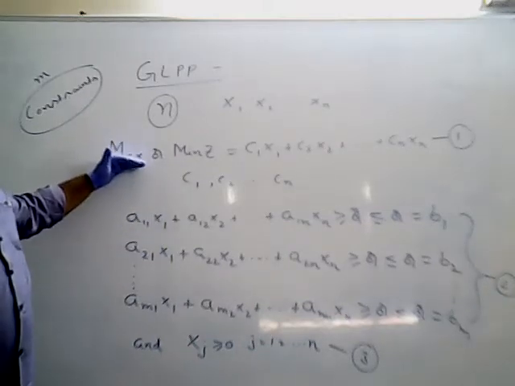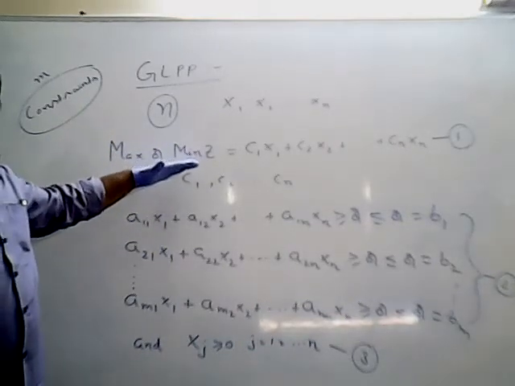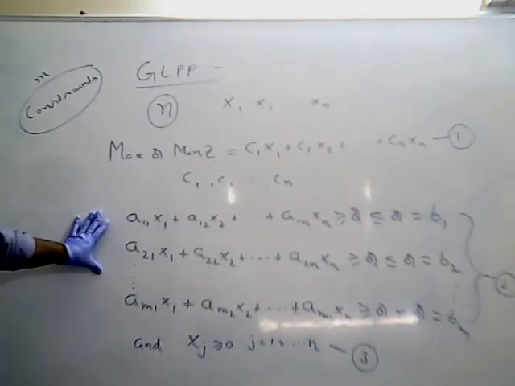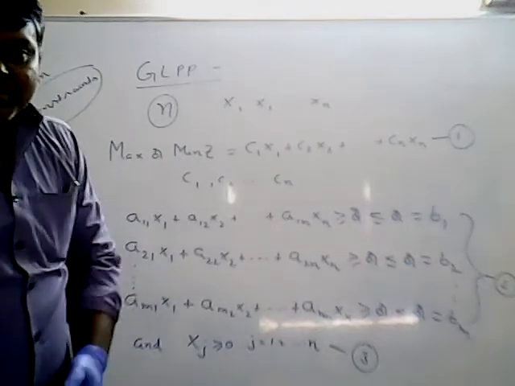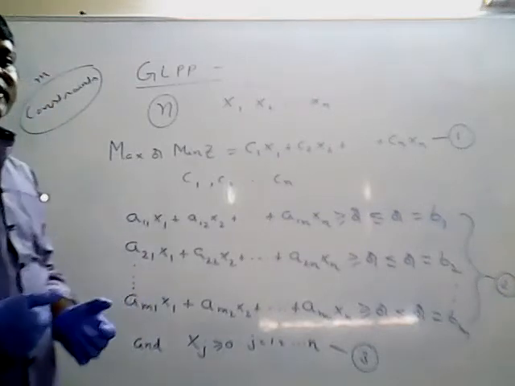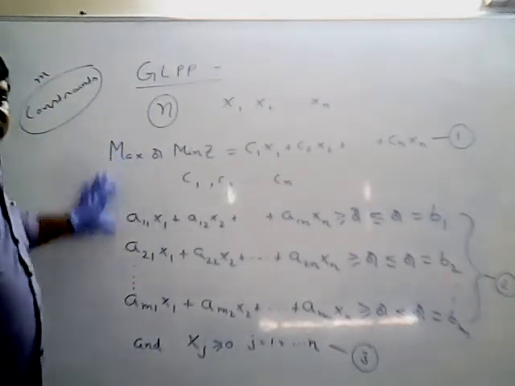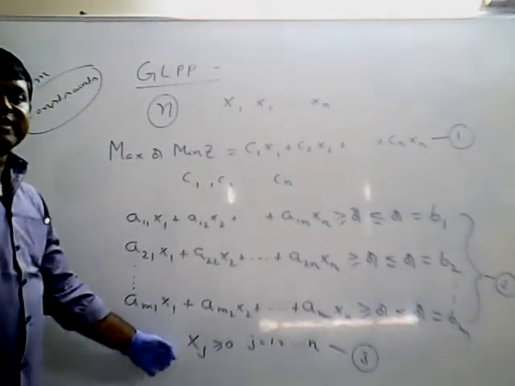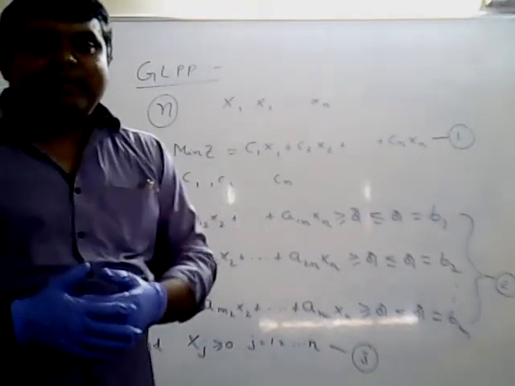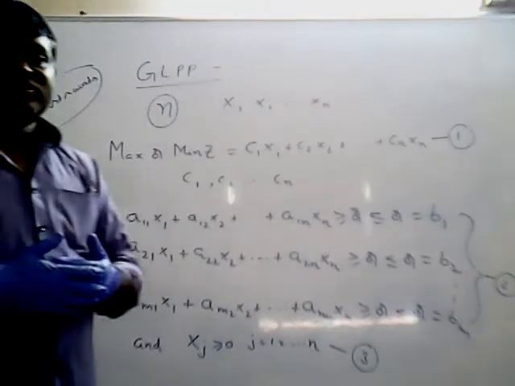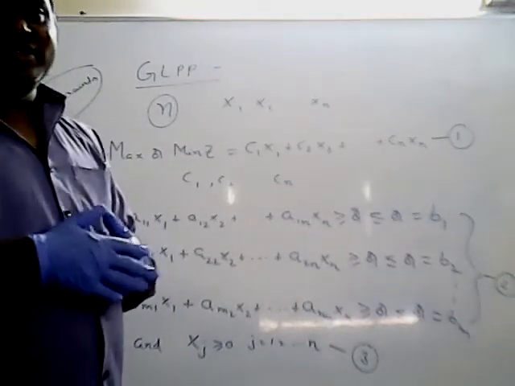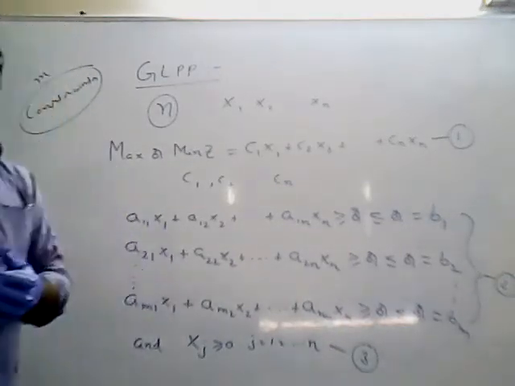GLPP means it has an objective function, which may be maximization or minimization, a set of constraints, and non-negative restrictions. Now, if you want, you can define LPP also. What do you mean by LPP? An objective function, set of constraints, and non-negative restrictions together is called LPP. Therefore, write down the definition of LPP. You can write the first definition, otherwise this definition.